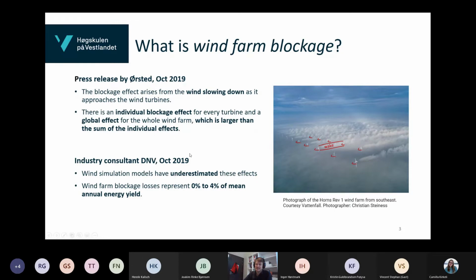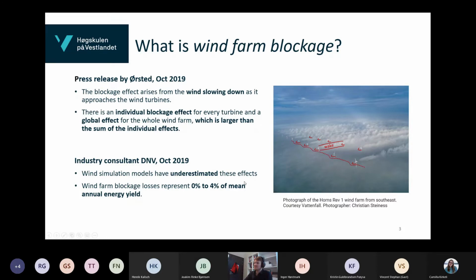And shortly after this press release, the industry consultant DNV also came out and said that these blockage effects led to underestimation of the power output, and these are in a region between 0 and 4% of the mean annual energy yield, so quite significant here.